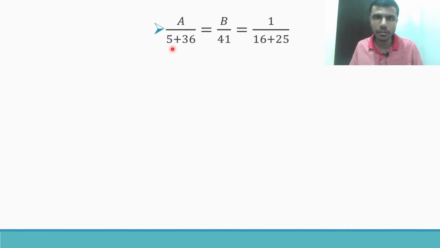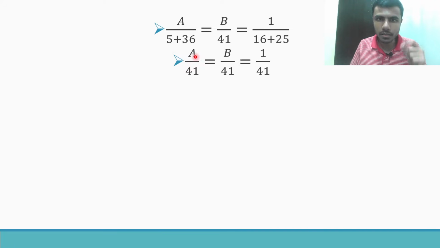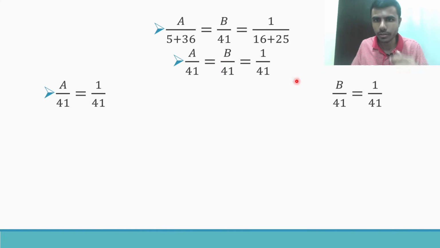That's pretty clear. Now with that, this is what we have, and 5 plus 36 is 41, and 16 plus 25 is also 41. Fine. Now just take a by 41 is equal to 1 by 41 once and b by 41 is equal to 1 by 41.